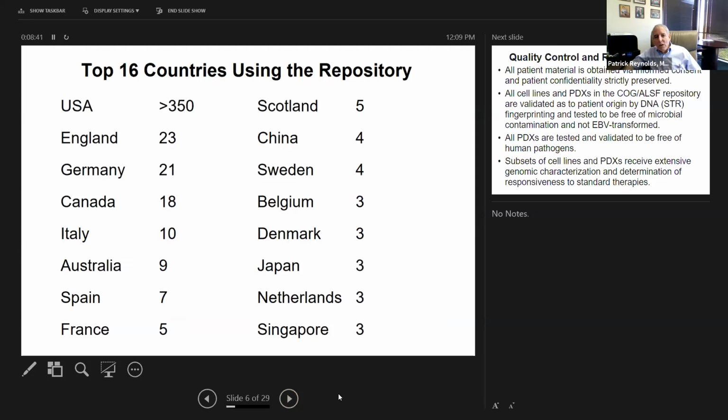And I just thought I'd show you the international use of this. These are the top 16 countries now using the repository, of course, mostly in the USA, but we do have quite a bit of users across these countries as well.